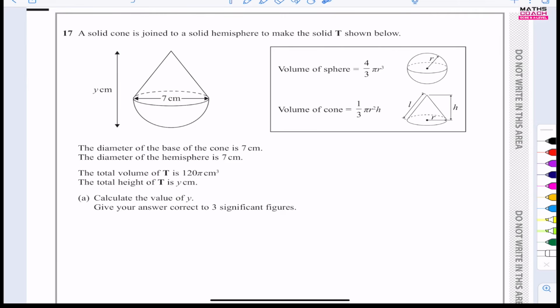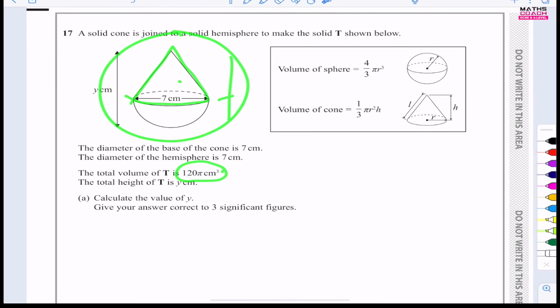Now, this question, you need to break it up. So let me give you my plan, my vision for calculating this question. I am going to find the total volume, but using the hemisphere on its own and the cone on its own. So I'm going to find the volume of the cone and the volume of the hemisphere separately, add them together and make it equal to the total volume of the entire thing. So that's my plan, my mission.